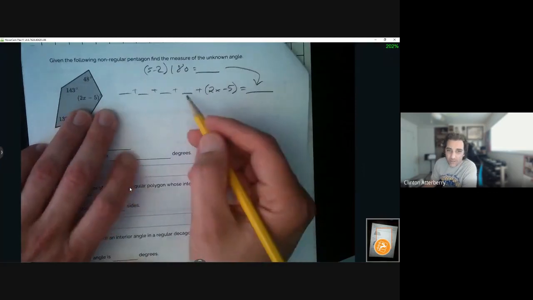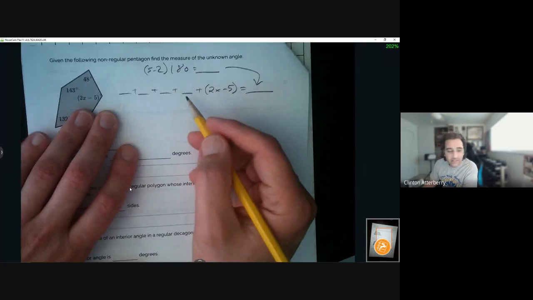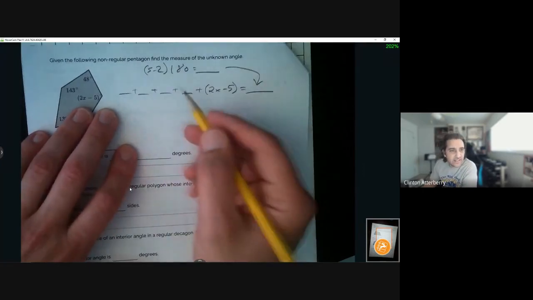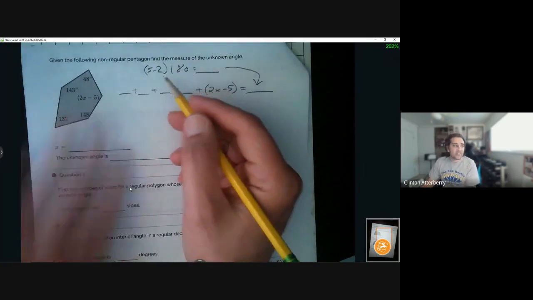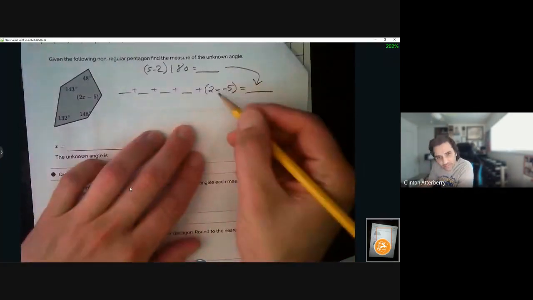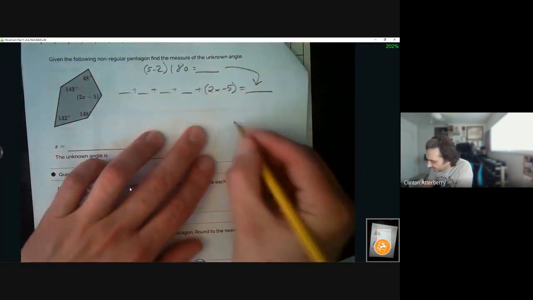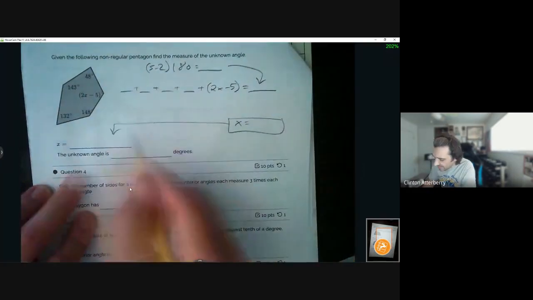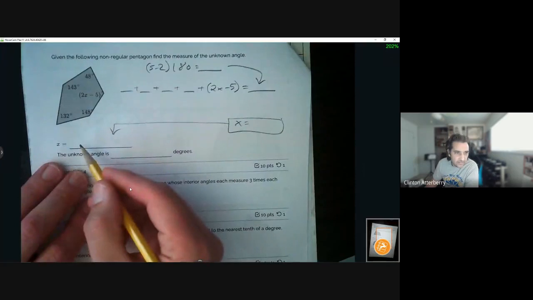Remember, triangles always add to 180. 4-sided figures always add to a set amount. 5-sided figures always add to something else. 6 sides adds to something else. But it doesn't matter the style, like if it's perfect or not, the regular shape or not. Every 5-sided figure will add to the same amount. Now, there's going to be a little bit more algebra involved. But when we get our answer, that is our x value. That's not our final answer.